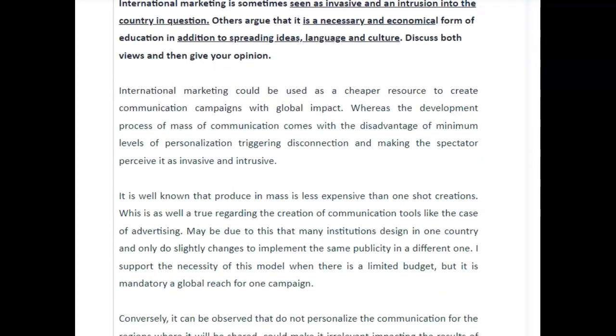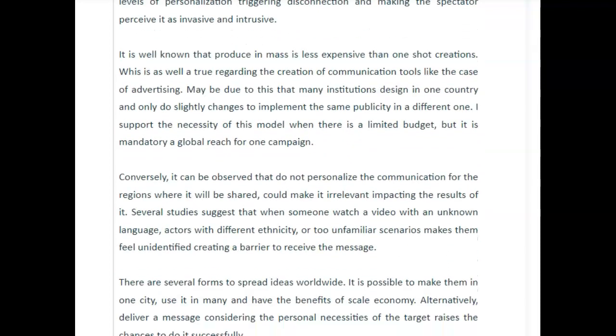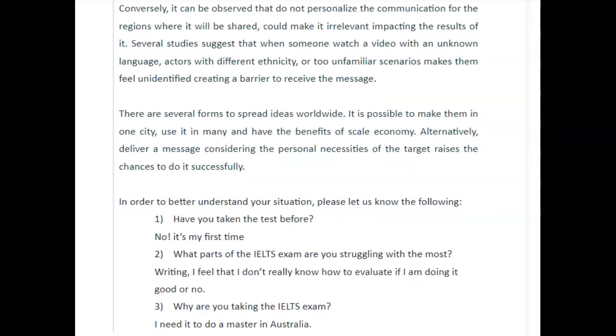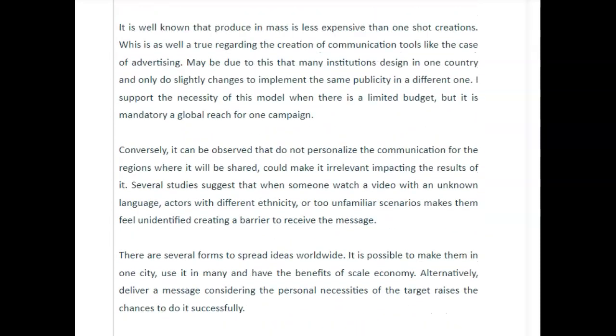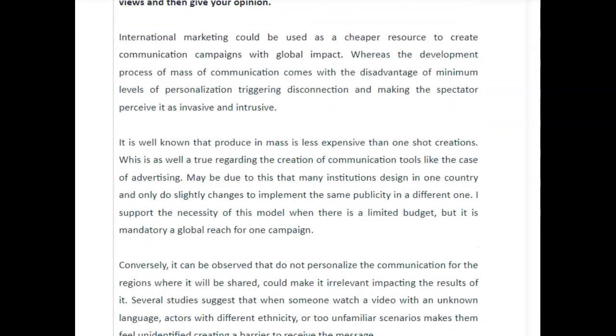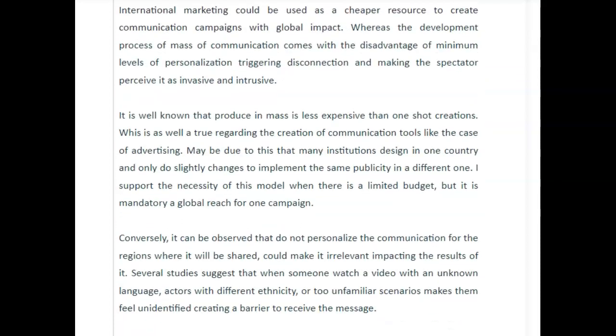We've got international marketing here. This one is tricky. Here you go. Okay, you need to do a master's, so you probably need a 7. Let's see. International marketing could be used as a cheaper resource to create communication campaigns with global impact, whereas the development process of mass of communication comes with the disadvantage of minimum levels of personalization, triggering disconnection, and making the spectator perceive it as invasive and intrusive.